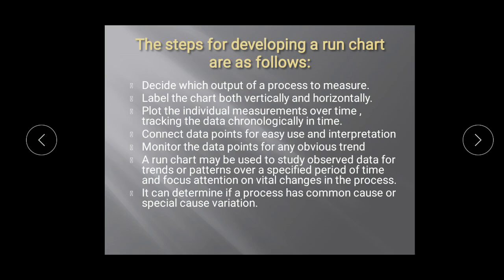So next are the steps for developing a run chart. When we try to develop a run chart, what are the steps that can be taken? Decide which output of a process to measure. So which output should be quantified to measure the run chart. Label the chart both vertically and horizontally. So labeling it from both the axes, that is vertically for quantity and horizontally for time. Then plot the individual measurements over time. So each and every individual measurement should be given over time.